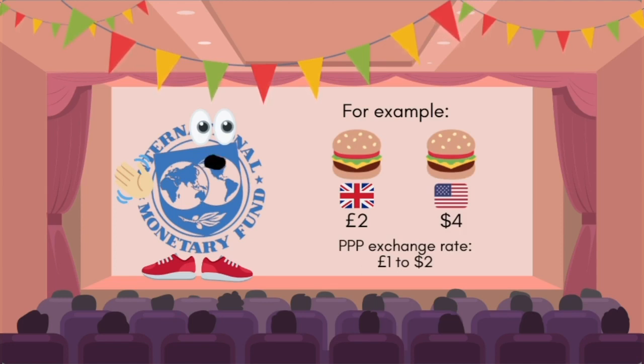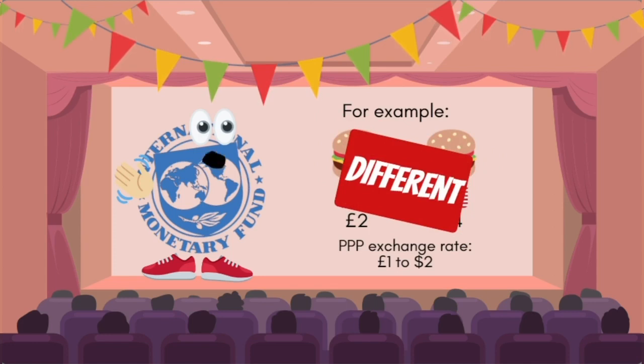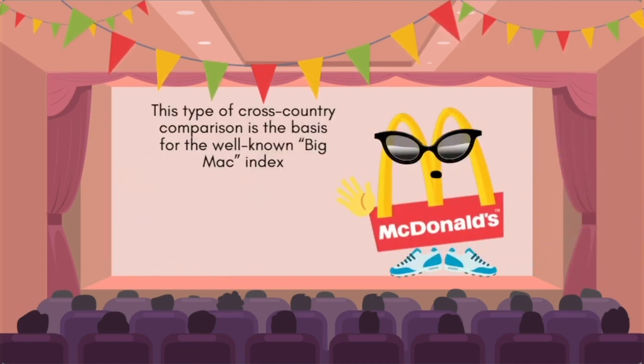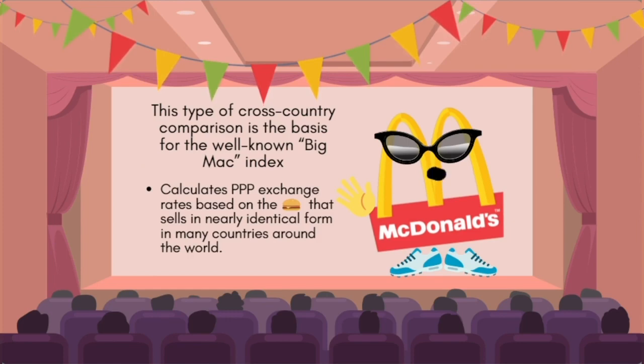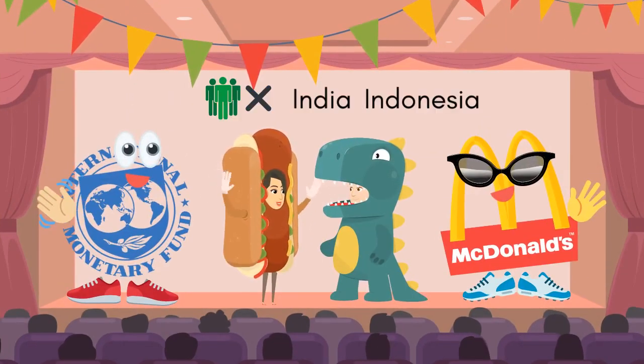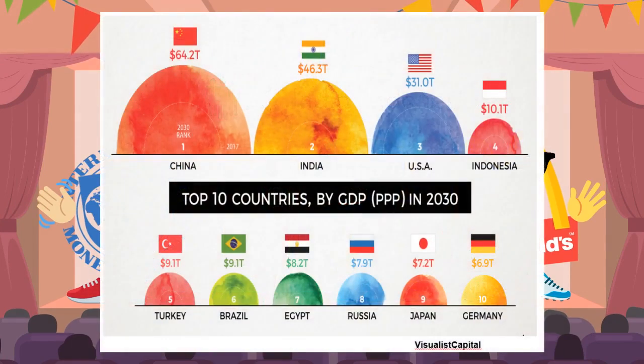This PPP exchange rate may well be different from that prevailing in financial markets, so that the actual dollar cost of a hamburger in London may be either more or less than the $4 it sells for in New York. This type of cross-country comparison is the basis for the well-known Big Mac Index, which is published by The Economist magazine and calculates PPP exchange rates based on the McDonald's burger that sells in nearly identical form in many countries around the world. Many people would not consider India and Indonesia among the top 10 countries to invest in based on the previous GDP chart, but PPP says otherwise.